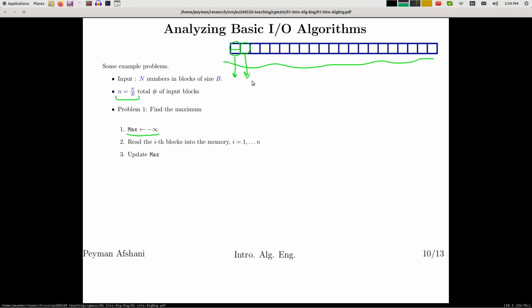The important observation here is that once we have looped through the elements of a block, we don't really care about that block anymore, so we can just toss it away from the memory. This means that the memory only needs to store one block. It just needs to have space for one block. So if the memory size is bigger than b, then I can easily implement this algorithm, because I can just keep one block in memory and go through the elements of that block.